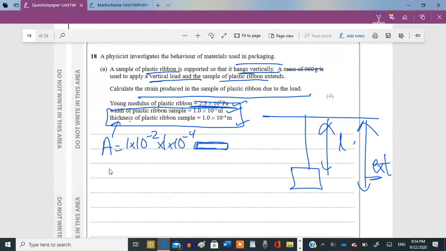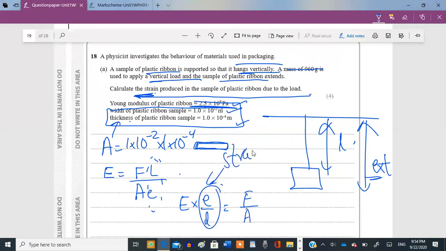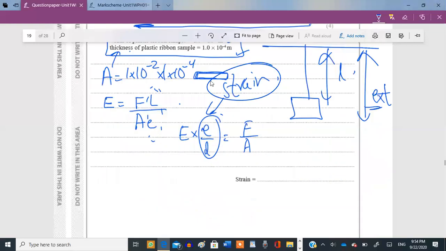You have the formula for Young modulus. What's the formula of Young modulus? E is equal to stress over strain. And what's the other formula? E equals FL over Ae, where e represents extension. Now they want us to calculate the strain produced. Strain is extension upon length. Over here we have length upon extension. If we take this length upon extension to the other side, it's going to be Young modulus multiplied by extension upon length, equal to F over A. This is your strain, so they want us to calculate the strain. Keep the strain in its place.